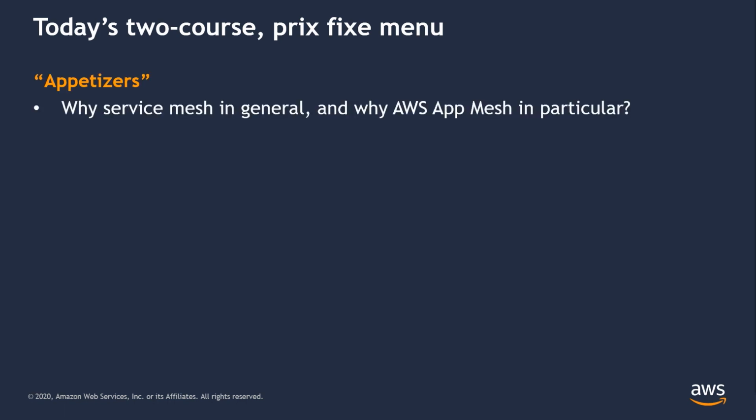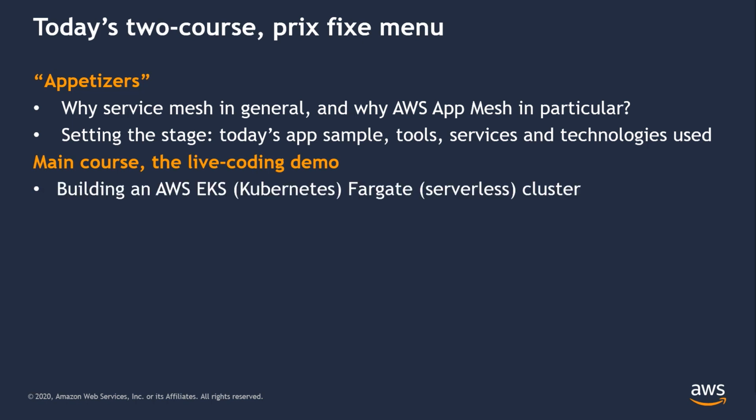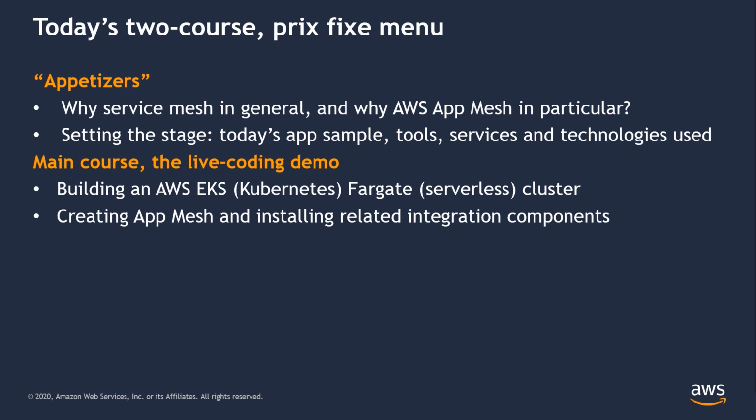I will give a brief introduction to the Service Mesh concept. We will review tools, components, and sample applications comprising the solution which we will build today. But as I mentioned, the main chunk of this video is a live coding demo where we'll do everything from scratch, starting with building an EKS cluster with Fargate. Then we'll install AWS Kubernetes integration components and create the mesh.